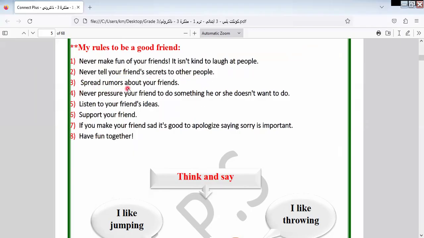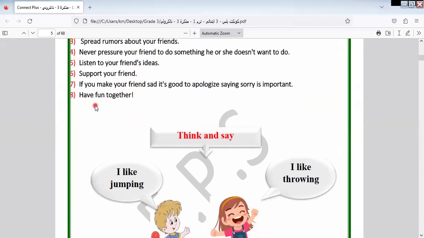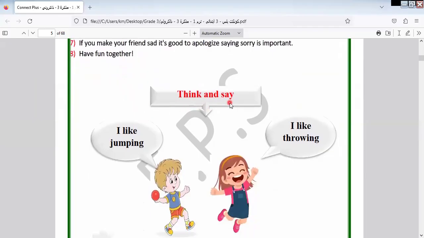Never spread rumors about your friends. Never pressure your friend to do something he or she doesn't want to do. Listen to your friend's ideas. Support your friend. If you make your friend sad, it's good to apologize. Saying sorry is important. Have fun together.